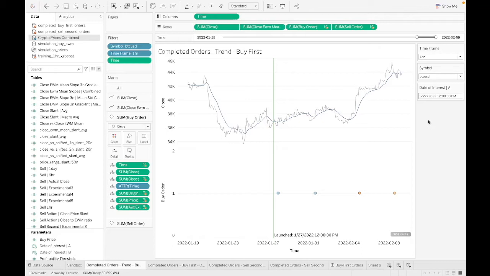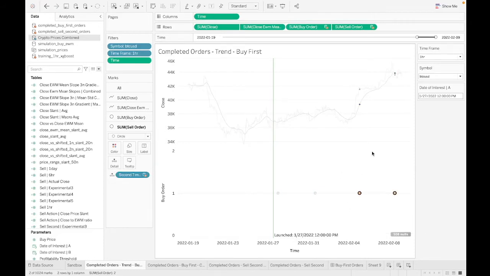But okay, so we're looking at this. We can see where the system bought in. We can see where it sold. And now this one's interesting because this was the very first sell action I had the system do. I forced this one. That's why it's a little bit hasty.